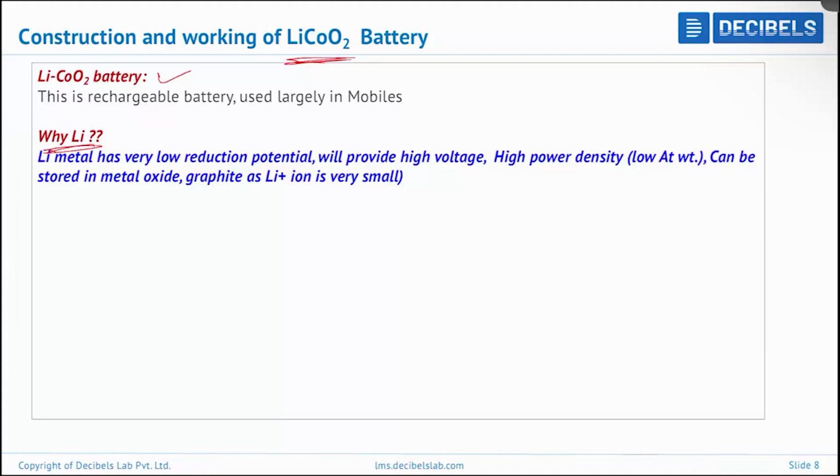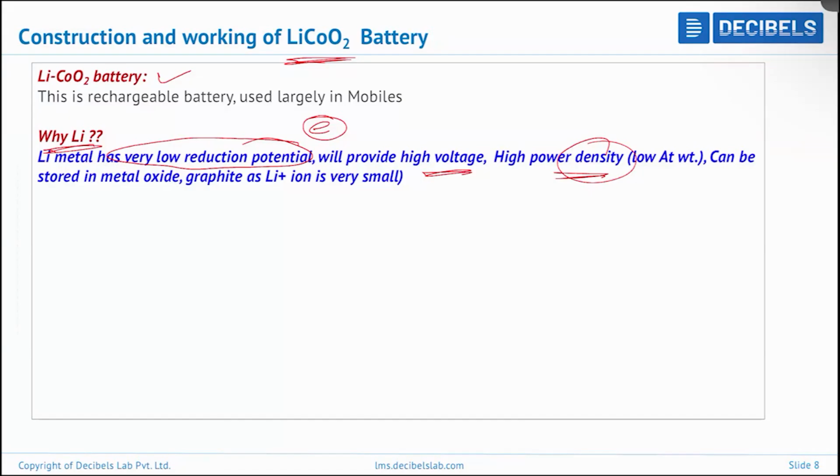So the question arises, why are we going behind lithium? Among all the metals, lithium is the lightest metal and the first metal in the periodic table. If you look at it, the first element is hydrogen, the next is helium, and then lithium. It has a very low reduction potential value, which means a very high oxidation tendency, meaning it can give away its electron easily compared to all other elements. Because of that, it provides very high voltage and high power density, because the weight of this metal ion is very small.